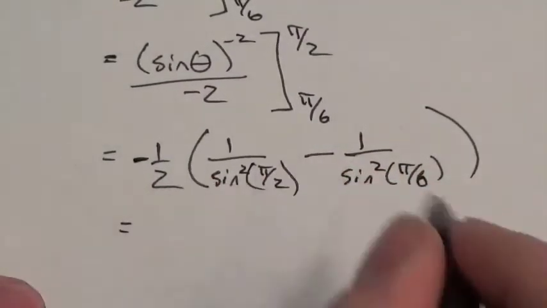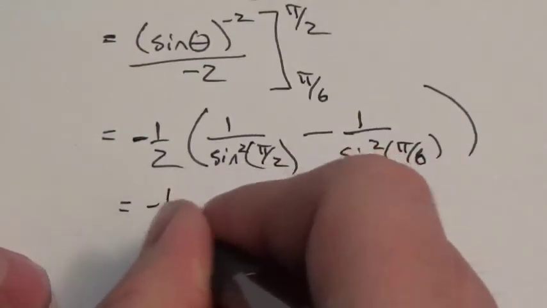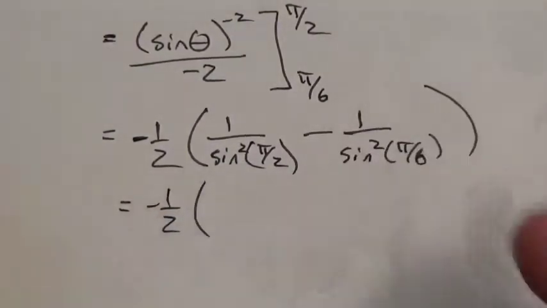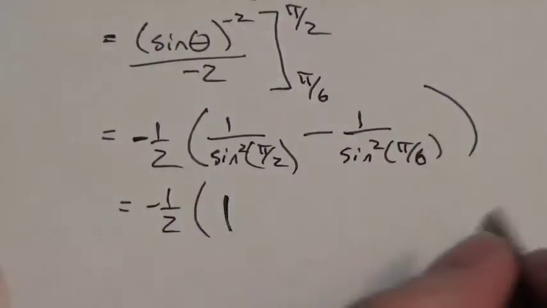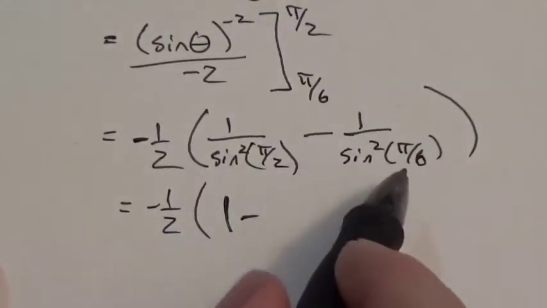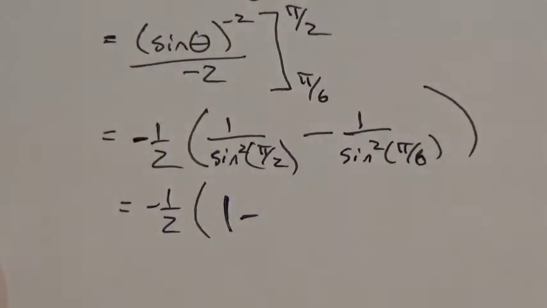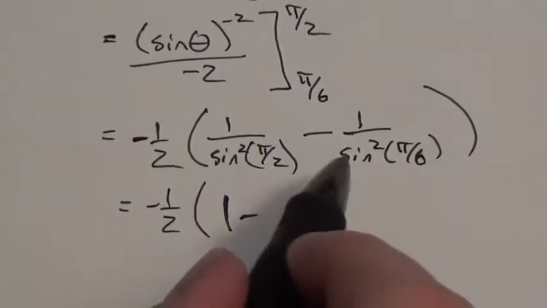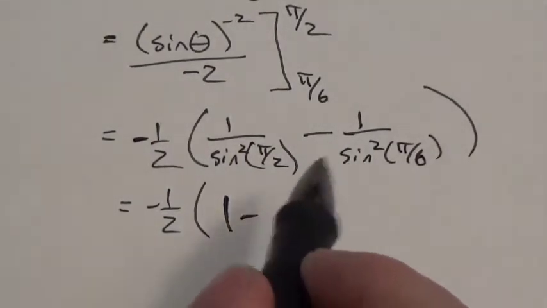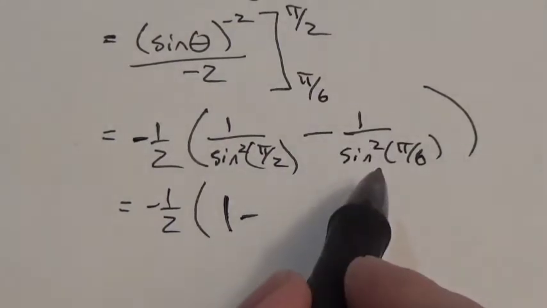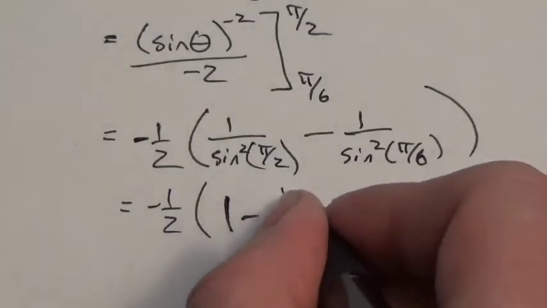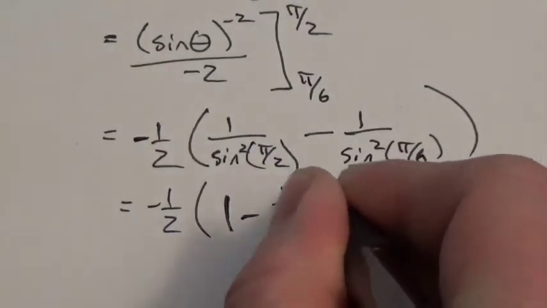So now, let's evaluate. And this should be no problem. Everybody knows what this is. Sine of pi over 2 is 1, squared is just 1. Awesome. Okay, sine of pi over 6. I can hear the groans. But sine of pi over 6, that's 30 degrees. It's going to be 1/2. 1/2 squared is 1/4. So it's going to be 1 over 1/4.